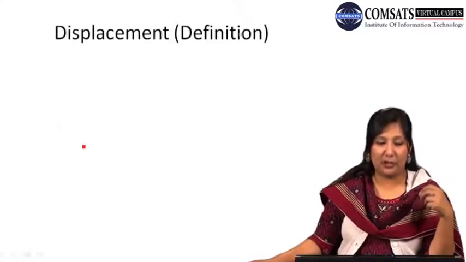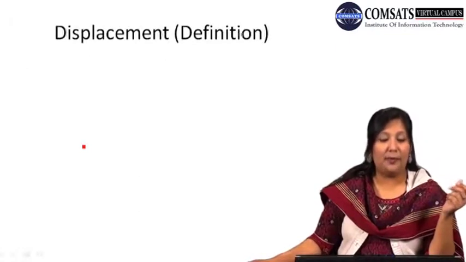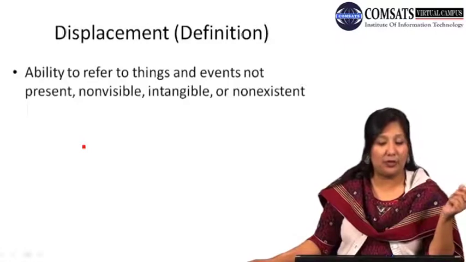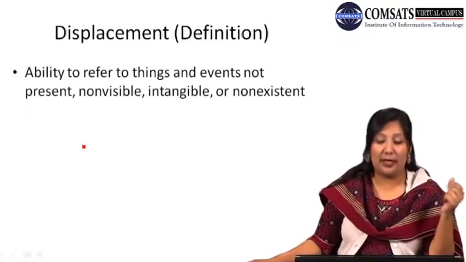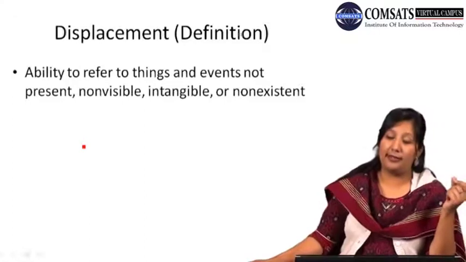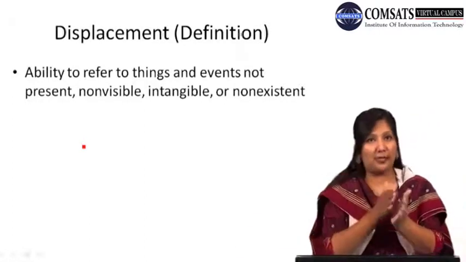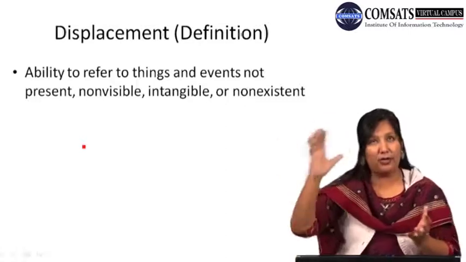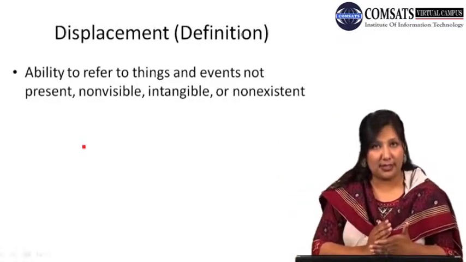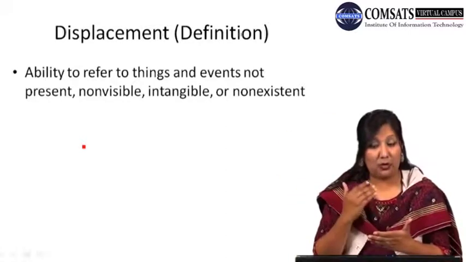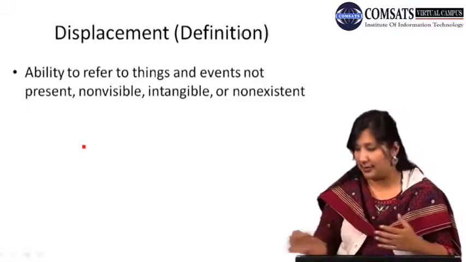Displacement is the next thing. Displacement is actually the ability to refer to things and events not present, non-visible, intangible or non-existent. Ability to refer to things. Displacement, where one thing is being displaced and they are referring to events that are not present, that are not visible, that are not tangible and that are not existent.